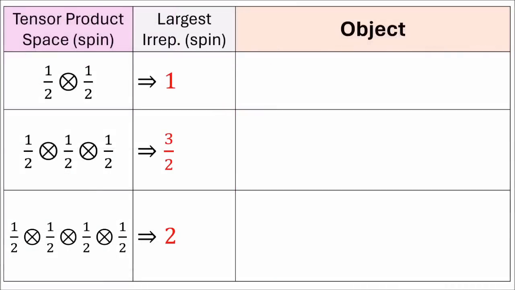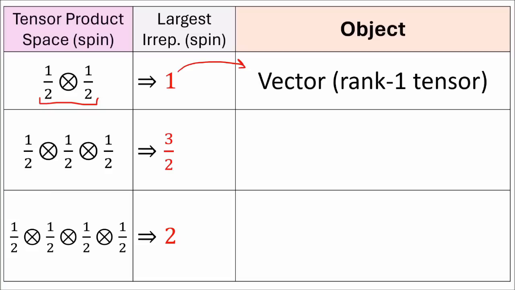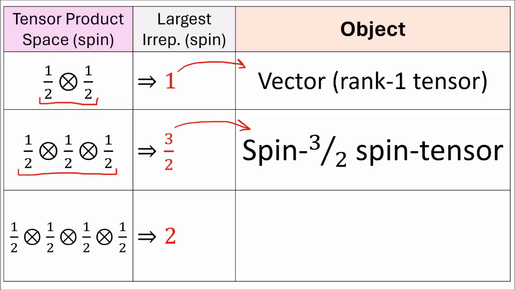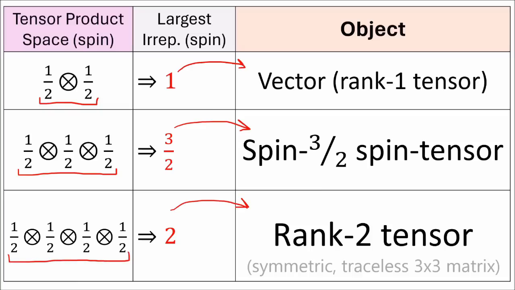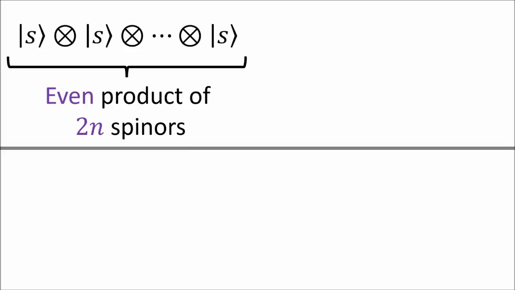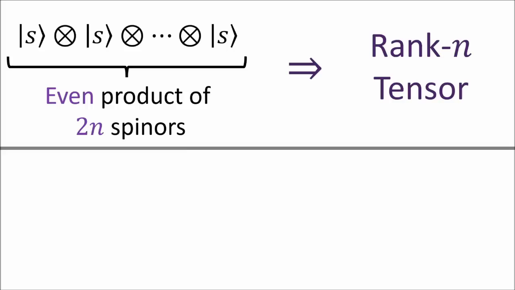The tensor product of 2 spinors gives us a largest irrep of a spin 1 particle, or vector, which is a rank 1 tensor. The tensor product of 3 spinors gives us the largest irrep of a spin 3 halves particle. The tensor product of 4 spinors gives us a largest irrep of a spin 2 particle, or rank 2 tensor, and so on. In this way, the tensor product of an even number of spinors can be thought of as the fundamental building block for all tensor ranks.